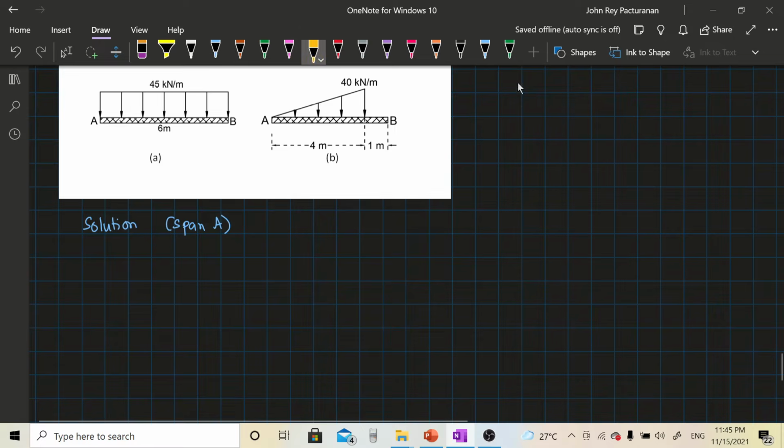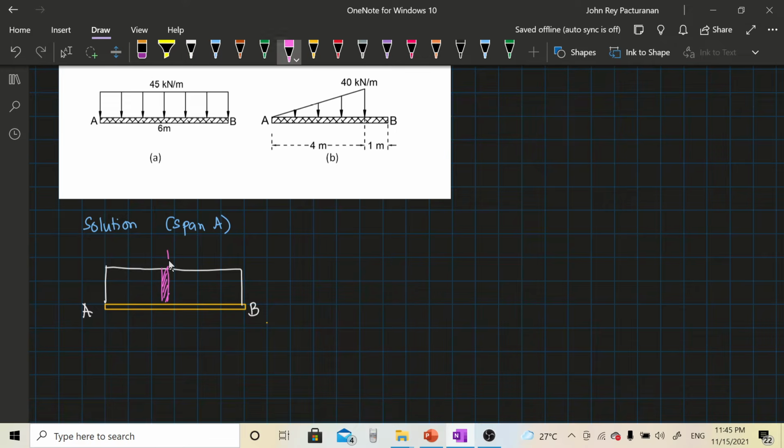Now, the span is 6 meters in length, and the uniform load is 45 kilonewton per meter. So this is point A and this is point B. Let's apply a strip here. Then W is equal to 45. I will let this distance A be equal to x. For instance, I will let this be x, and this of course is 6 minus x.